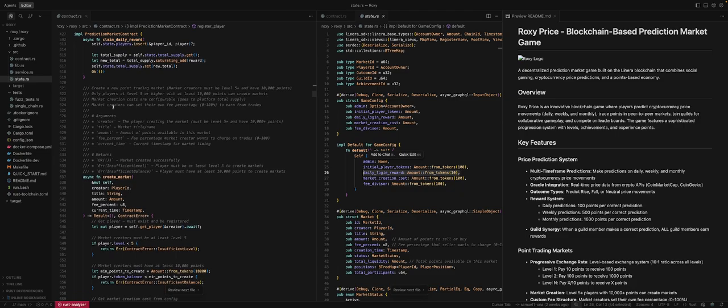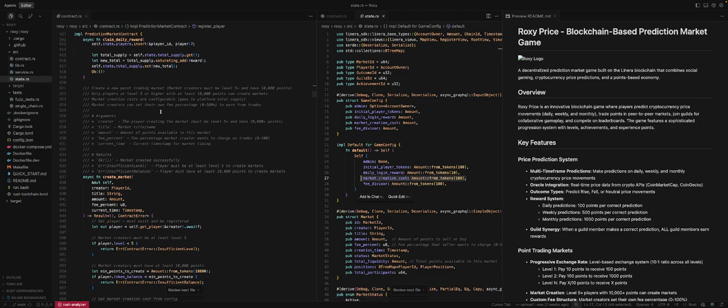Create market. Create a new points trading market. This is where players can trade their points, buy points, and do a lot of cool stuff. The market creator must be level 5. So if you want to be a market creator, you need to reach level 5 and have 10,000 points. Only players at level 5 or higher with at least 10,000 points can create markets. Market creation costs are configured already. You can see market creation costs are configured here in the state at 100.